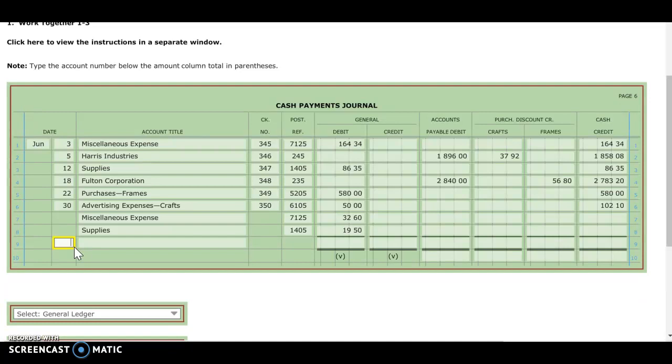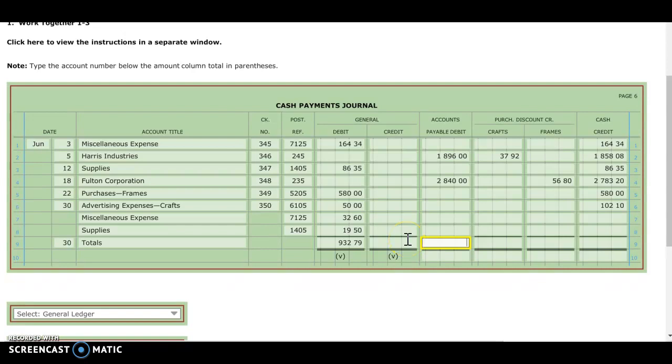The date, so the last date in June is the 30th, so June 30th. We're going to put in the label of totals. We're going to add up our general debit column. Okay, we should get $932.79. Our credit is 0. We do want to put a 0 in. Just like I've said in the past, put the 0 in. If it gets rid of it, that's fine, but just be better safe than sorry.